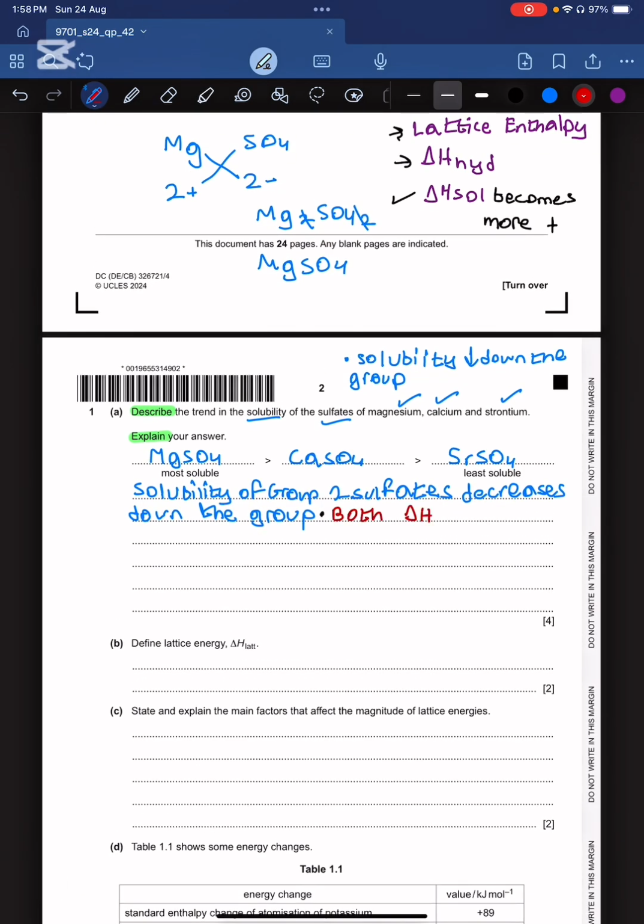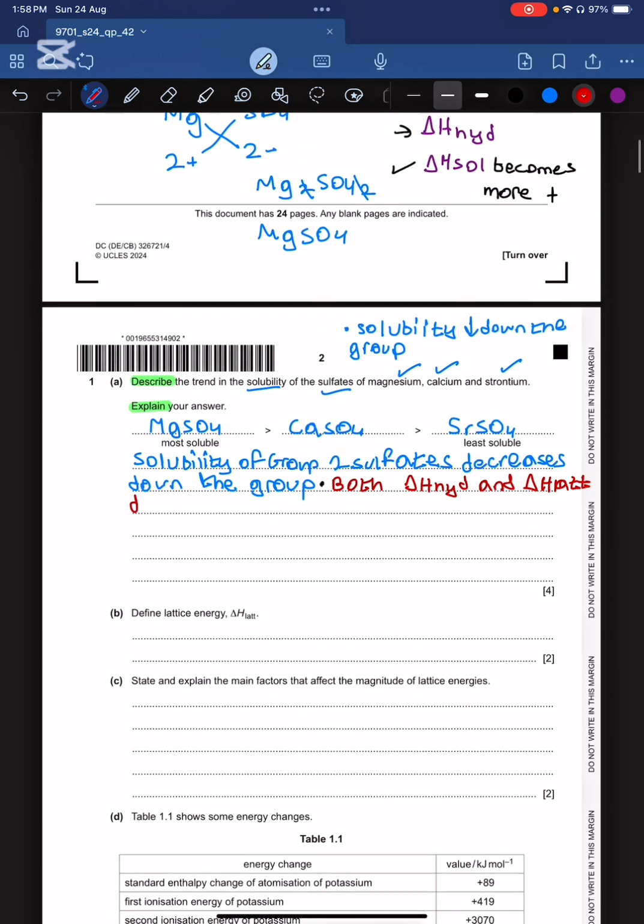Both enthalpy change of hydration. I'm just writing it in short form. In the exam, you would have to write the whole thing. Both enthalpy change of hydration and lattice enthalpy decrease down the group.